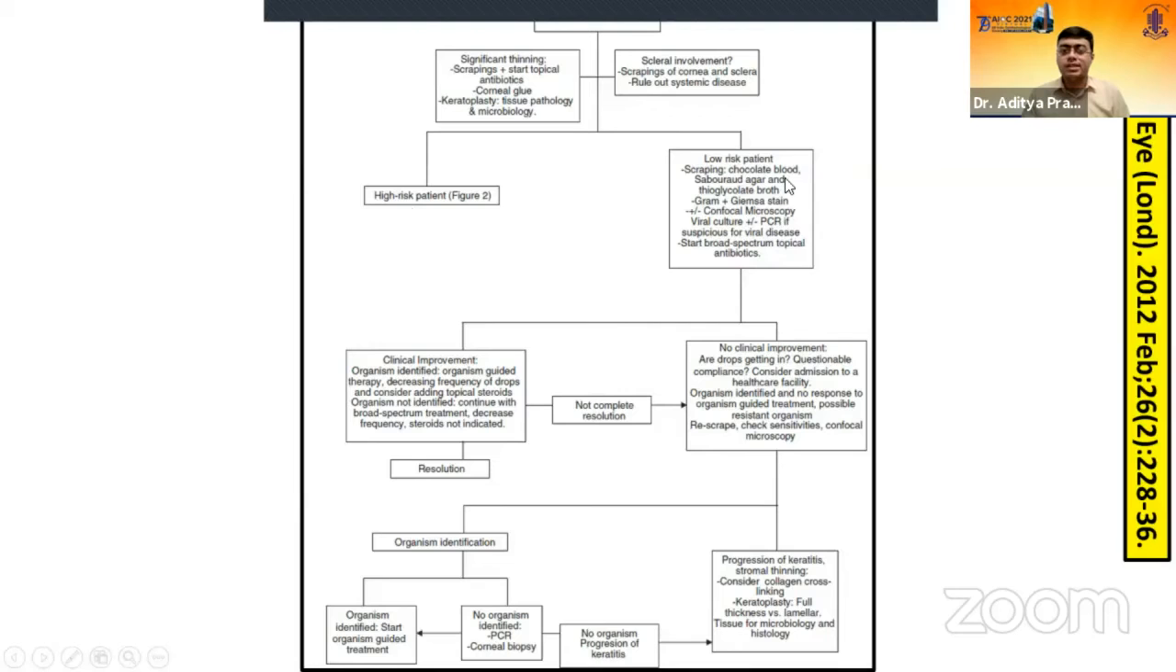If the patient is low risk, but not much thinning, you again do the scraping, complete microbiology, and add on the advanced investigations if needed and if you have access to them. Then two things can happen. The patient is improving. Once the patient is improving, you just adjust the frequency of the drops as per the response. Steroids are usually not given in infective keratitis. Please keep that in mind.